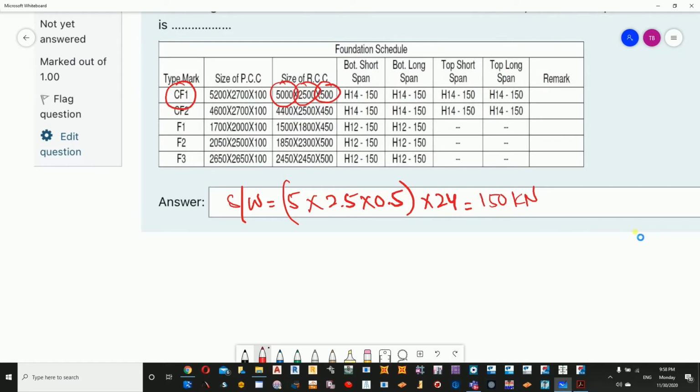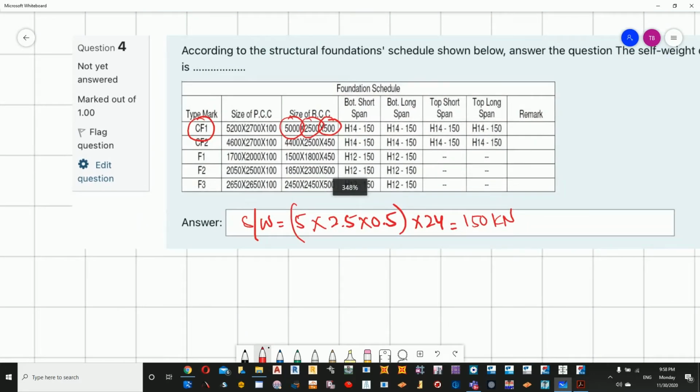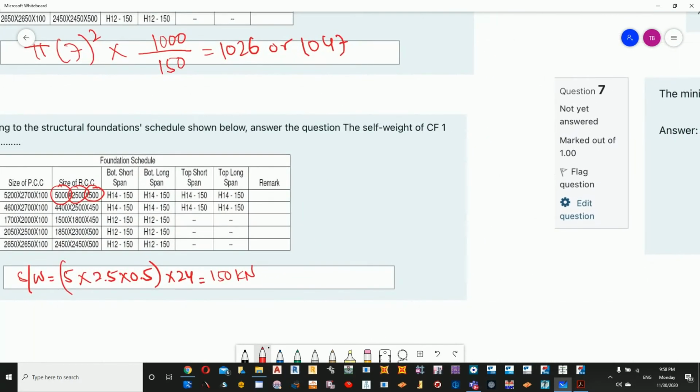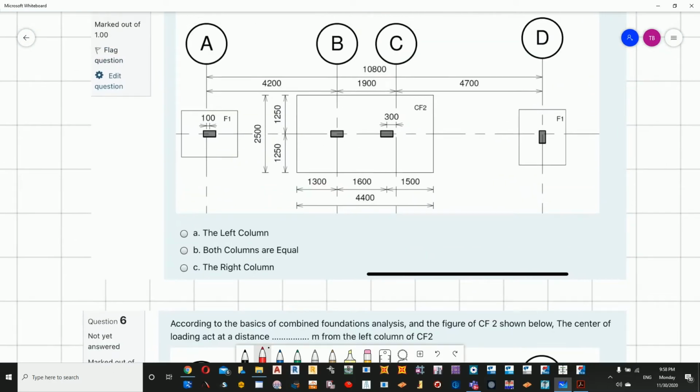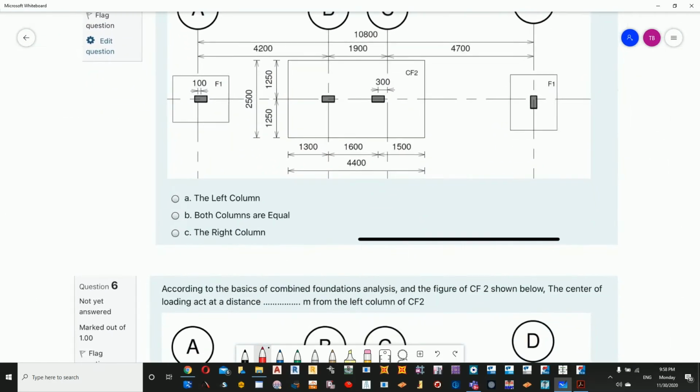So we have solved the first 4 questions. Now going for the other questions. So going for question number 5.